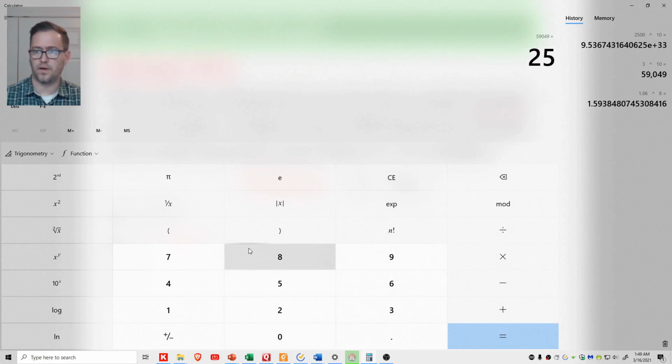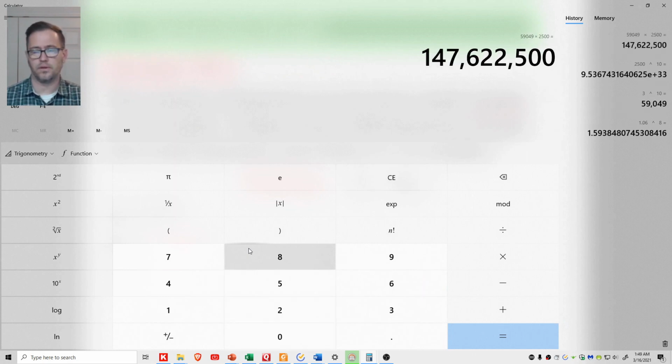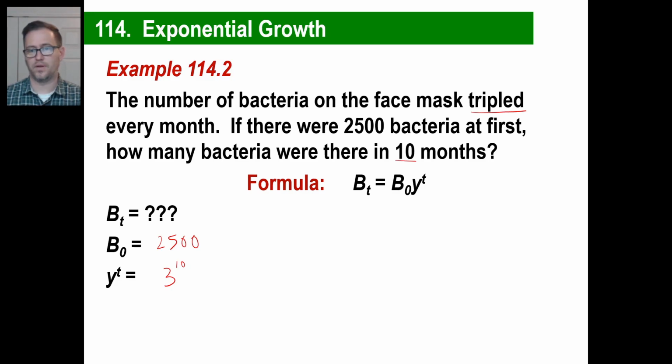59,059 times 2,500. Okay, that's what it looks like. So 147 million juicy bacteria crawling all over you, inside of your face and on your mask after 10 months. That's just a made up number, but anyway, just think about that when you go to bed at night. That's a lot of bacteria. So there we go. That's how you figure it out.